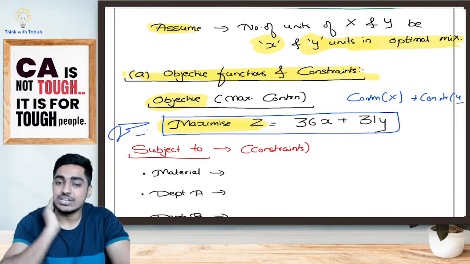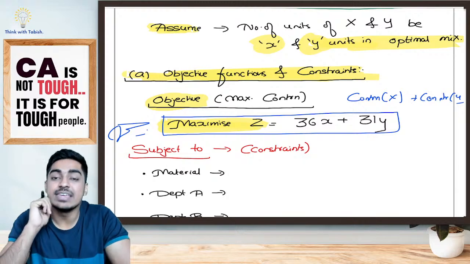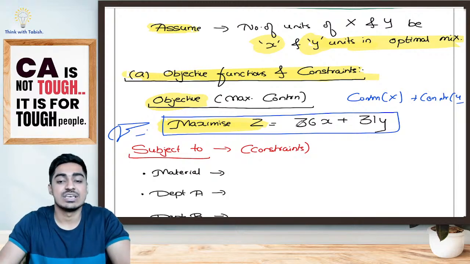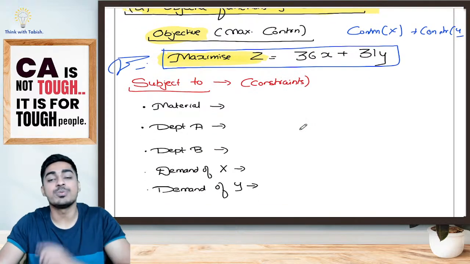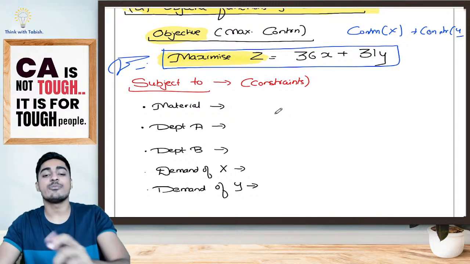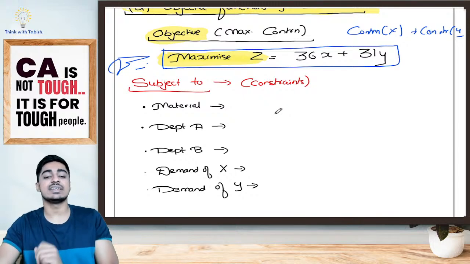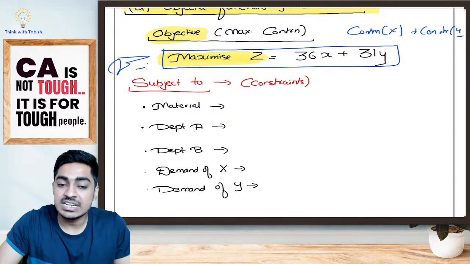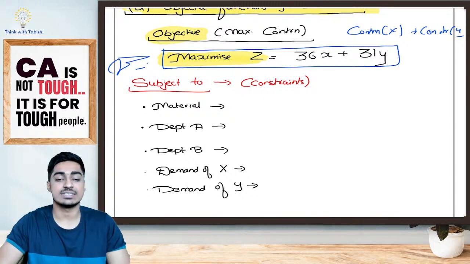This is our objective, but it is not that simple. Why? Because we have constraints. What all constraints do we have? We cannot produce as many units as we want. Firstly, we have the material constraint, department A constraint, department B constraint, demand X constraint, and demand Y constraint.